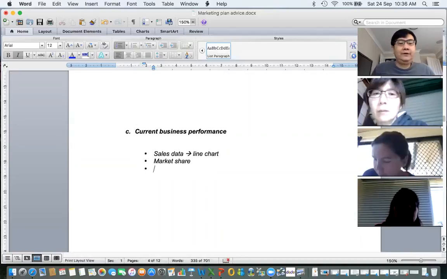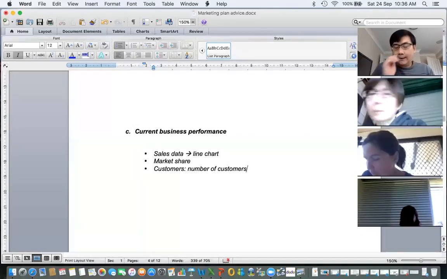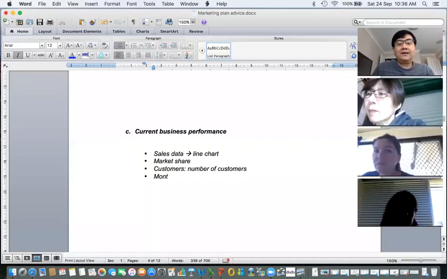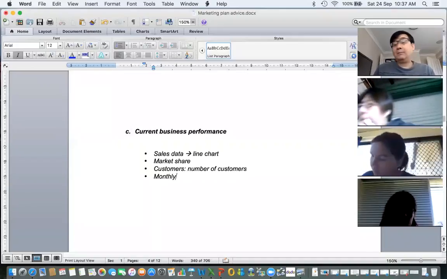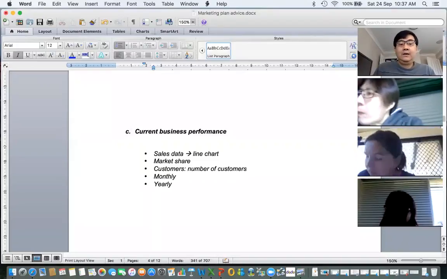What if you don't have the sales data or market share data because your office is not happy for you to share the information? That's fine. You can look at the customers, for instance, the number of customers. How do we present it? Well, you can present it monthly, or you can present it yearly. How many months? How many years?